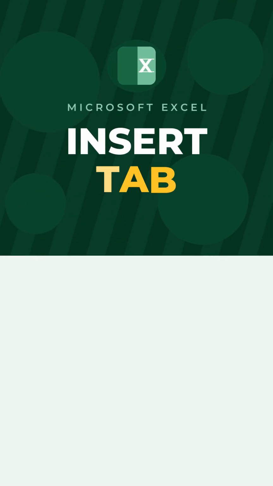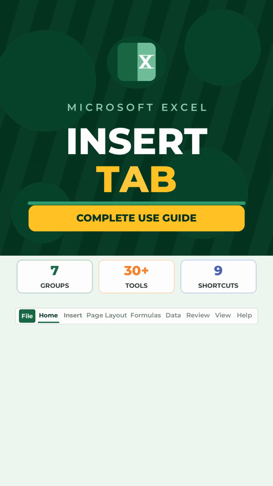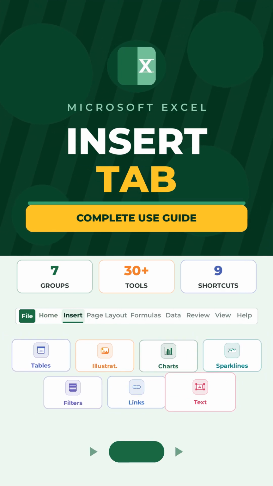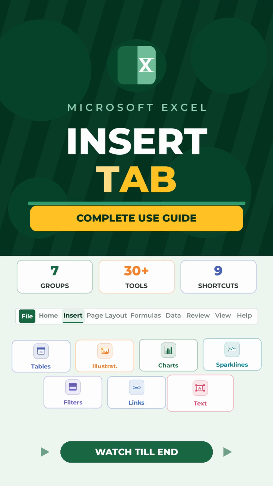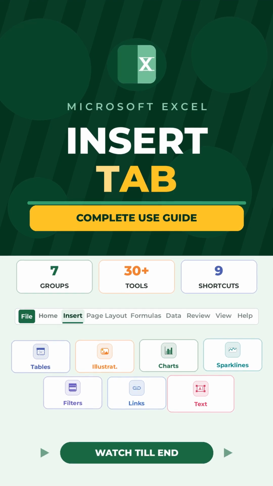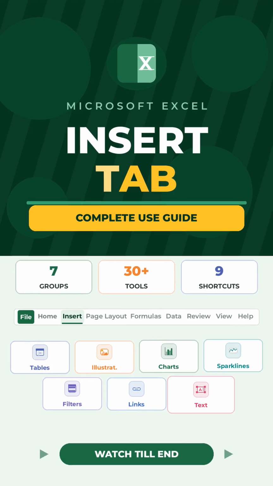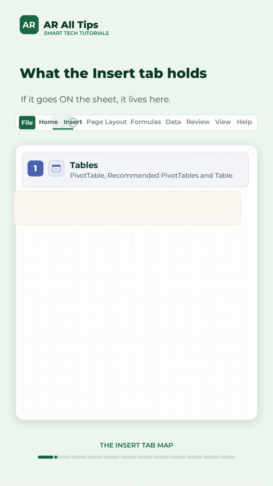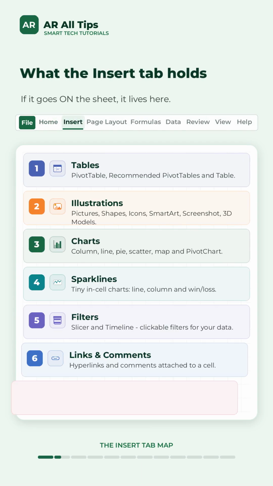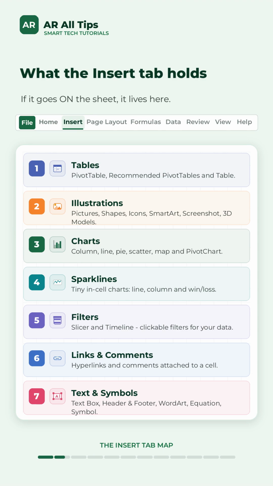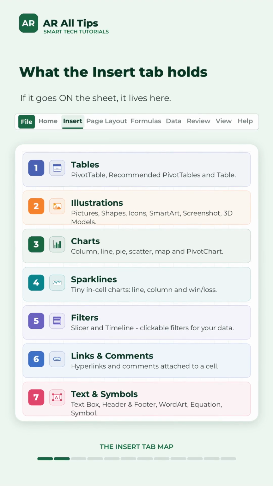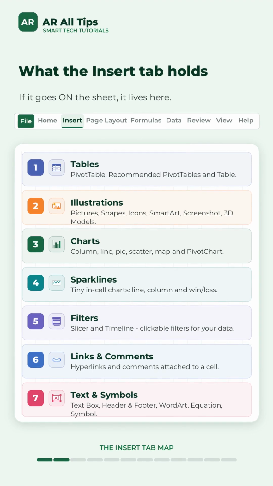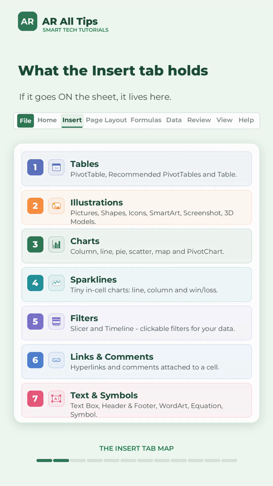Okay, so the Home tab formats your data. The Insert tab, that's where you actually build things. Charts, tables, pictures, links. Basically, if it sits on top of your sheet, it came from here. Let me walk you through all 7 groups. Here's the whole tab in one look. Tables, illustrations, charts, sparklines, filters, links and comments, and text and symbols. 7 groups. And honestly, once you know which group does what, you stop hunting through the ribbon.